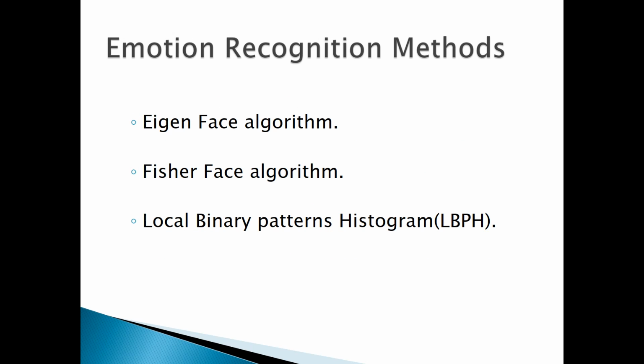Currently, there are three methods to identify emotions out of images. The methods are the eigenface algorithm, the Fisher face algorithm, and local binary patterns histogram. Out of these three methods, we will be using the Fisher face algorithm for our project. This is because the Fisher face method has error rates lower than the eigenface method, and it requires less computation time.